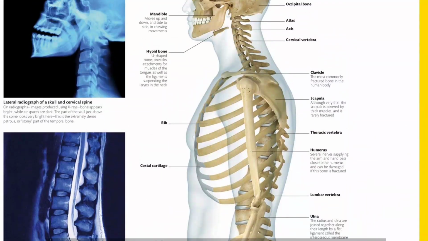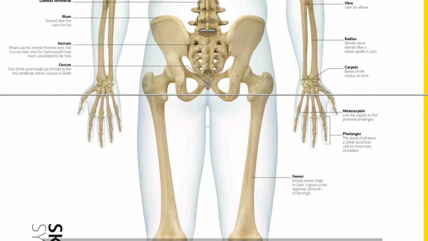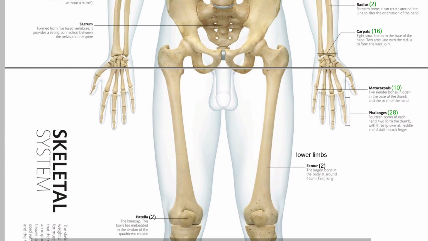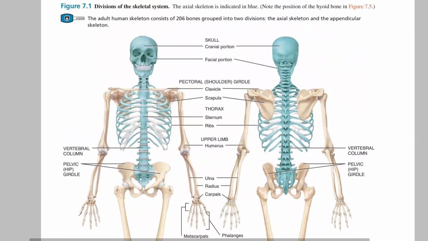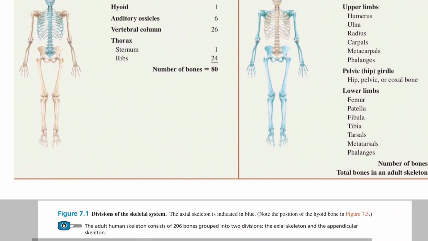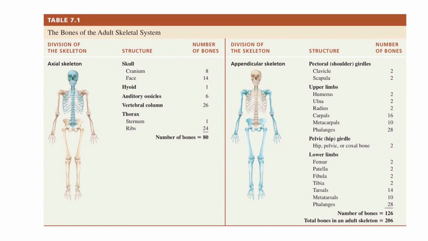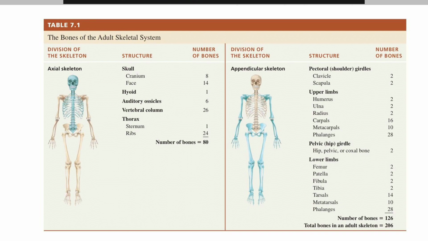With this I have completed the introductory lecture on the skeletal system. In this we have learned that in the axial skeleton there are 80 bones, and in the appendicular skeleton there are 126 bones. You can prepare this table. All the names and their numbers are given in this table. With this I am completing this presentation lecture on the skeleton system.